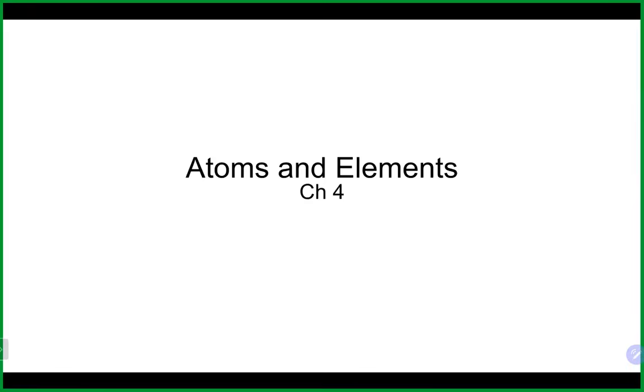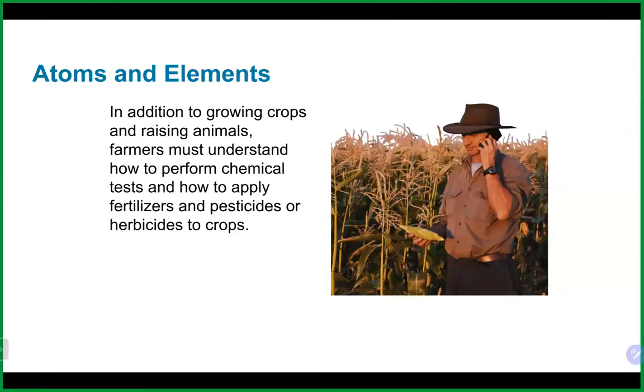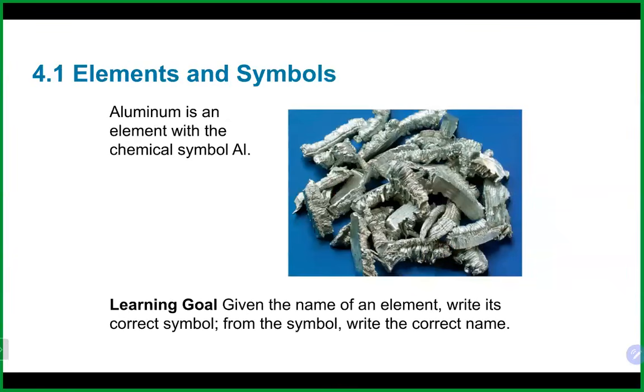somewhat on pace here. So we're going to go to chapter 4 next, which is going to talk about atoms and elements. We'll talk about, obviously, the structure of the atom. We'll talk about protons, electrons, neutrons, and then we'll talk about electron configuration towards the end of the chapter there. So let's start with elements and their symbols.